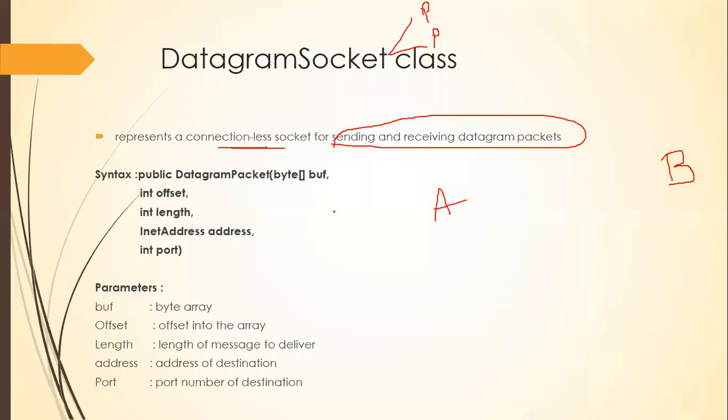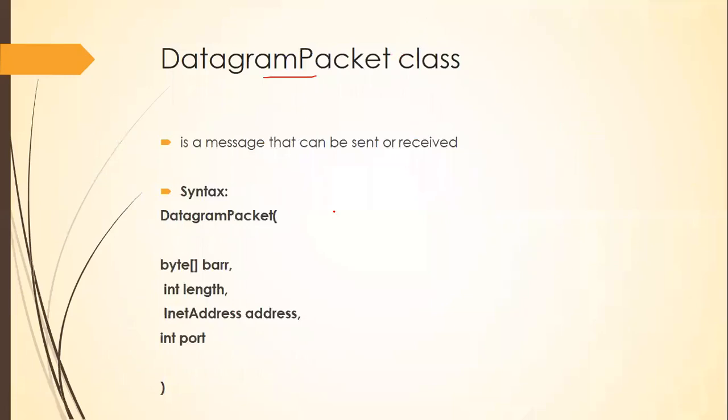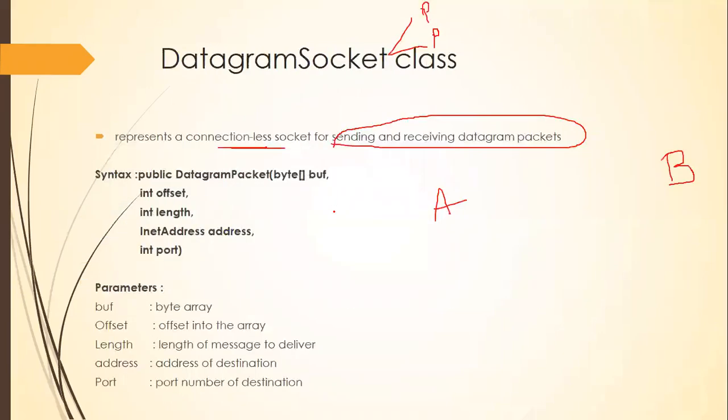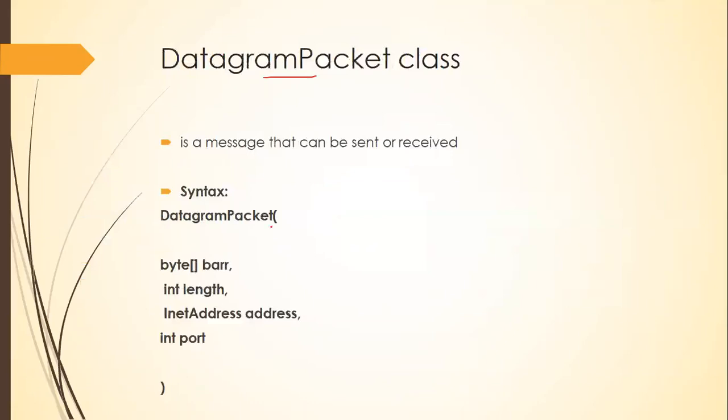Before we go into datagram socket, let's see what a datagram packet is. A message that can be sent or received is a datagram packet. So a datagram packet is nothing but the message which you can send, a message like hello Bob. That particular message you can send or receive, and you call it a datagram packet.